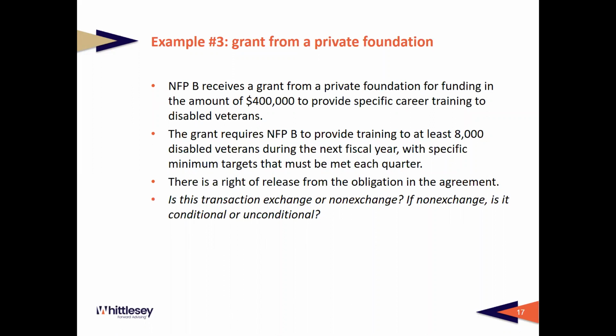All right, our third example is a grant from a private foundation. A nonprofit receives a grant from a private foundation for funding in the amount of $400,000 to provide specific career training to disabled veterans. The grant requires the nonprofit to provide training to at least 8,000 disabled veterans during the next fiscal year, with specific minimum targets that must be met each quarter. There is a right of return from the obligation in the agreement. Is this an exchange or non-exchange?